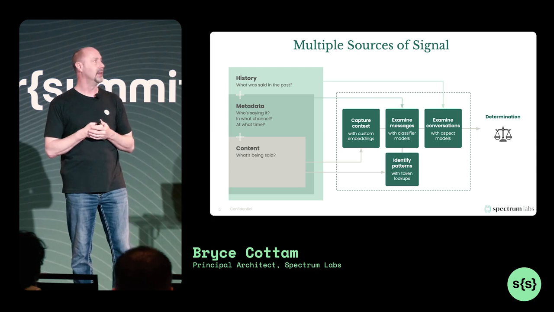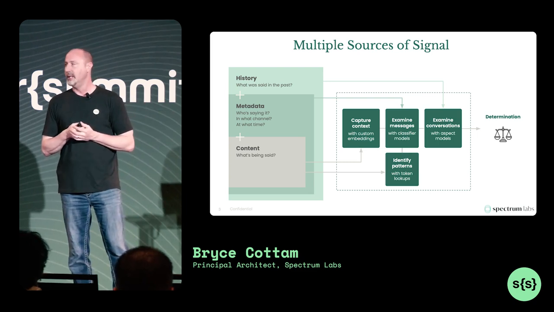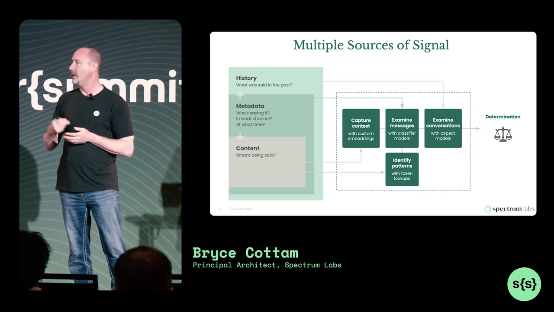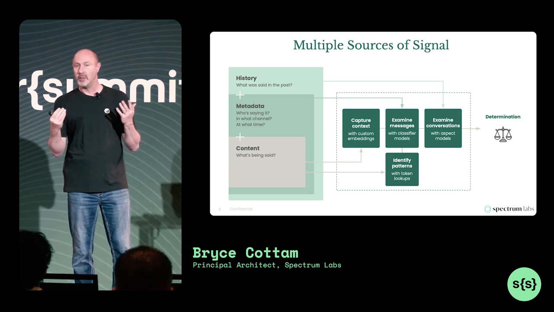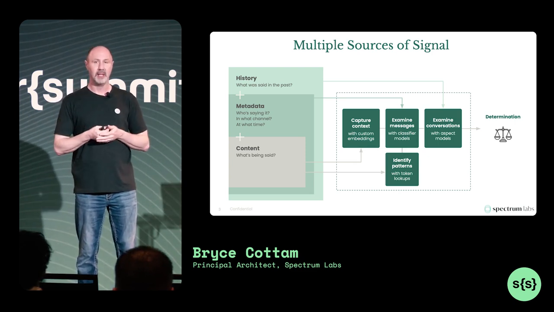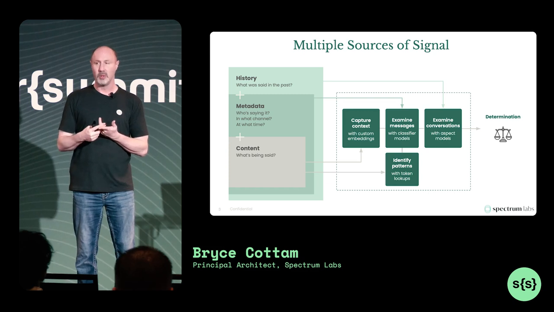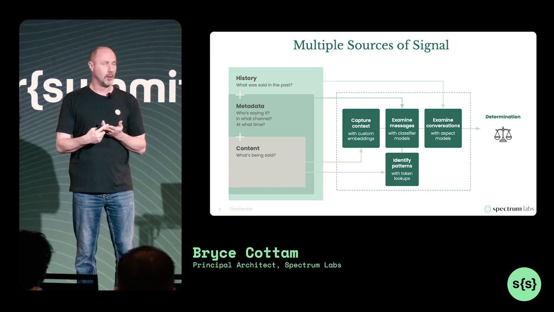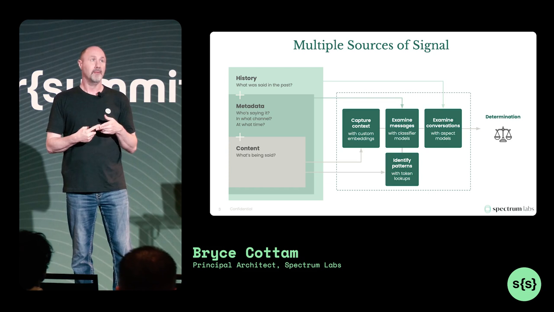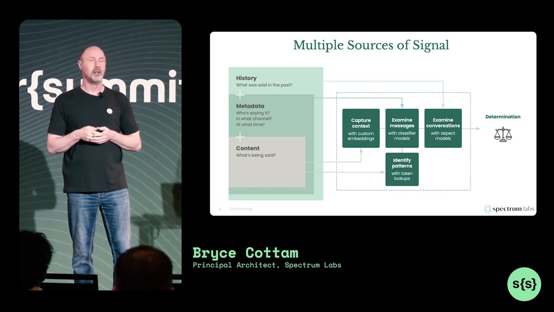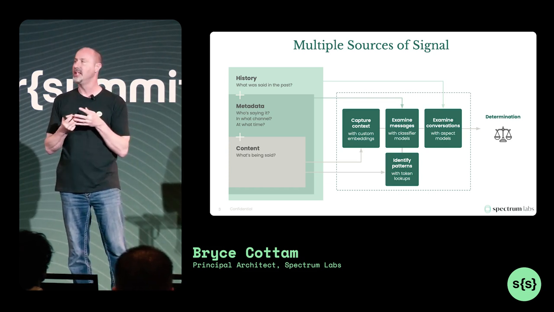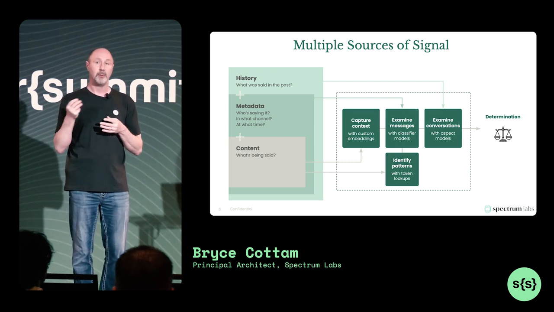The way that we do this is we pull signal from multiple places. One is the history that we've seen so far for a conversation or a user. Another is metadata about the content that we're examining, like in what context it was in and how many users were involved in the conversation. And then there is the content of the message. We pull those signals together and come up with a determination.